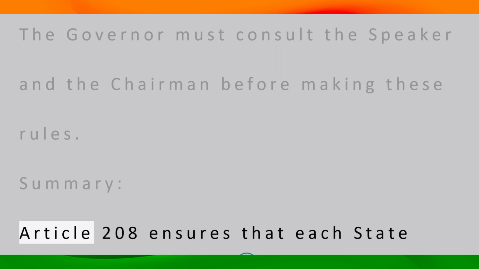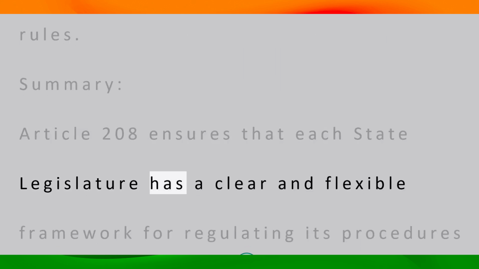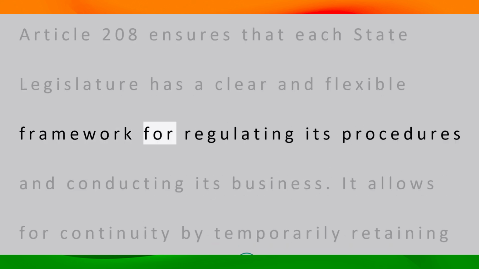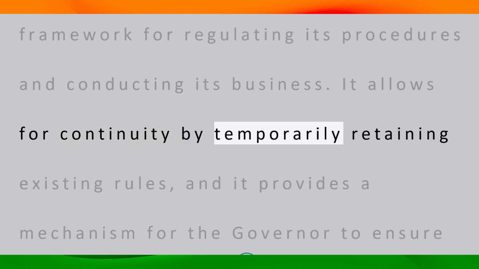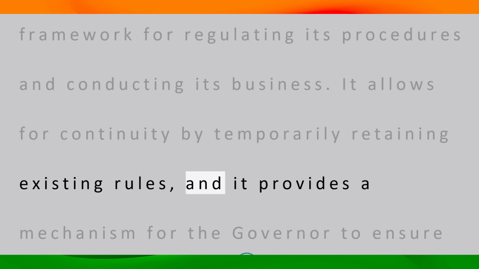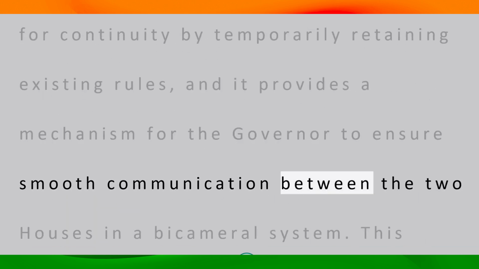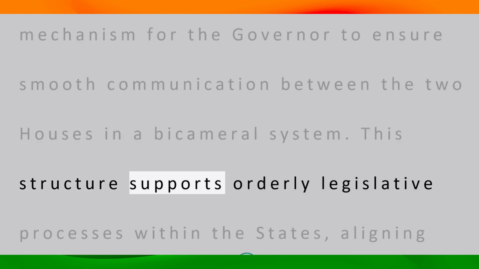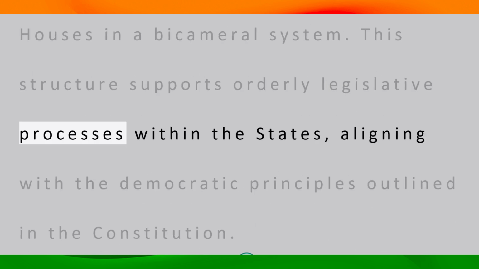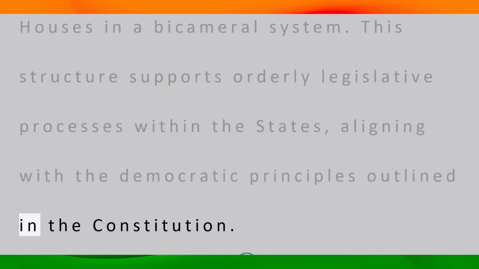Summary. Article 208 ensures that each state legislature has a clear and flexible framework for regulating its procedures and conducting its business. It allows for continuity by temporarily retaining existing rules, and it provides a mechanism for the governor to ensure smooth communication between the two houses in a bicameral system. This structure supports orderly legislative processes within the states, aligning with the democratic principles outlined in the Constitution.